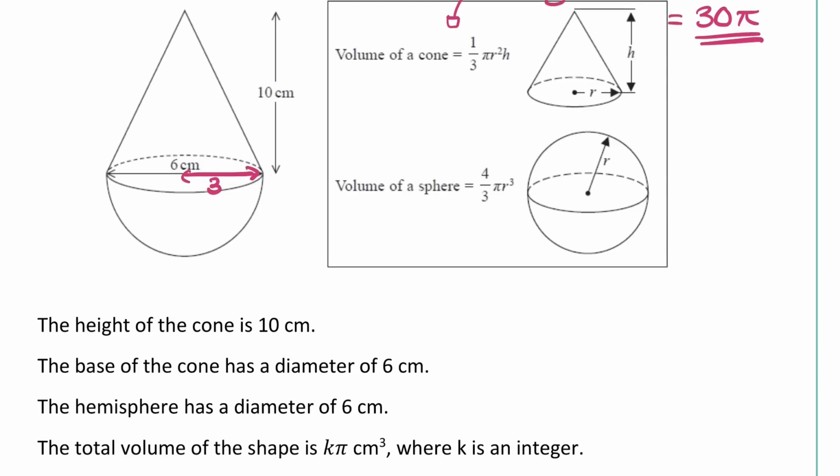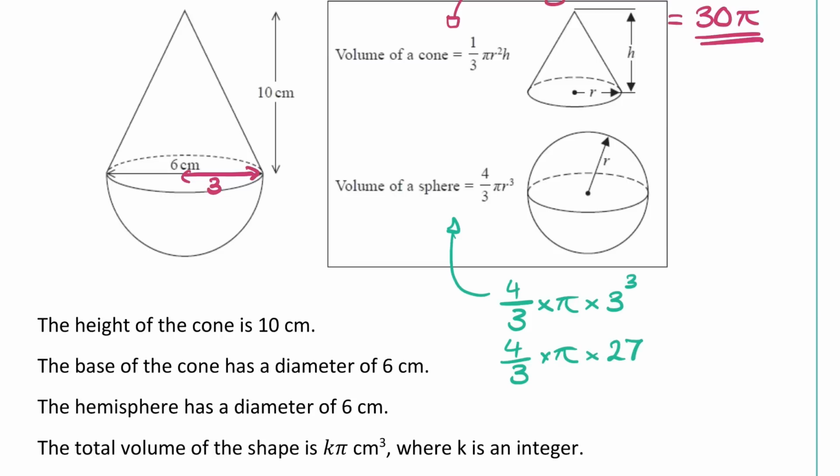We'll have a look at the sphere as well. It is a hemisphere, so we will want to halve this formula or just work it out and then I'll divide our answer by 2. But let's have a look. So we have 4/3 times pi times the radius cubed, so 3 cubed. So that is 4/3 times pi. 3 cubed is 3 times 3 is 9, times 3 again is 27, so times 27.